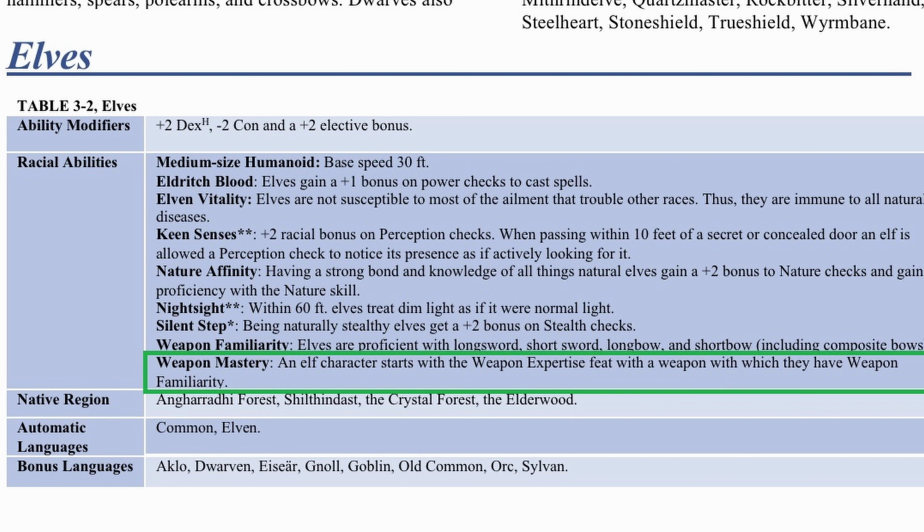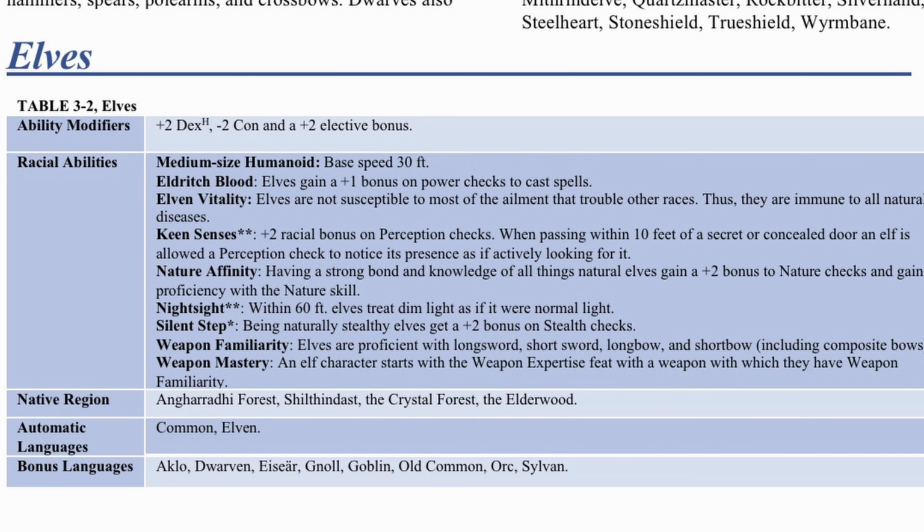And in addition, they gain the weapon mastery feature, which grants them a free weapon expertise feat with one of their weapon familiarity weapons. To me, these abilities truly bring the elven characters to life in a way that emphasizes their traditional connection to nature and affinity for magic, as well as the classic D&D and Tolkien-esque flavor.